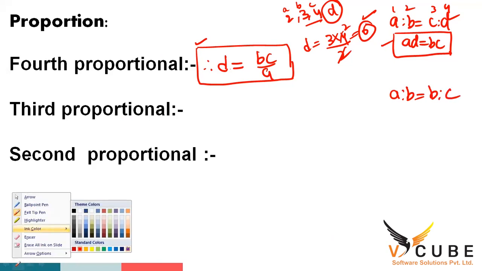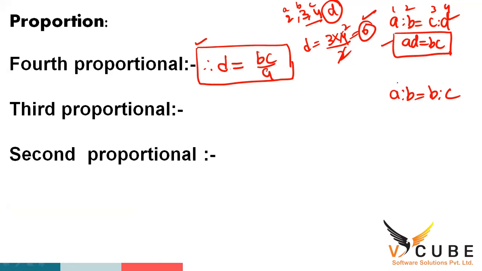A is to B is equal to C is to D. So 1, 2, 2, 3. Find out the third proportion means find out the C value. So then AD is equal to B into B, B square. Same like this, guys.